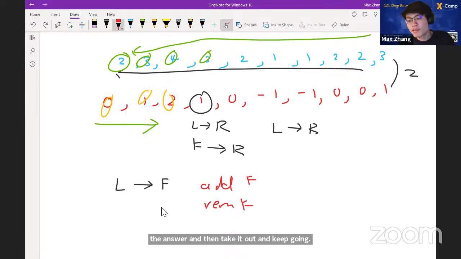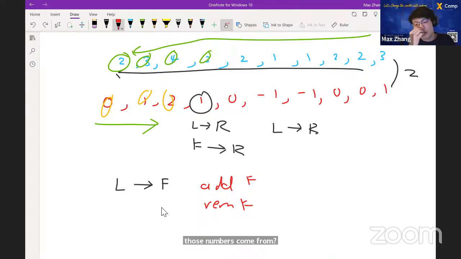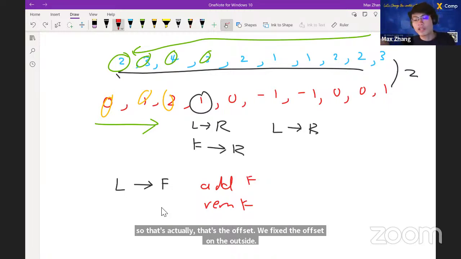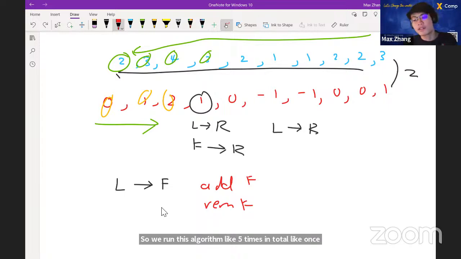Am I sweeping on -2, 2, 1, -1? Where did those numbers come from? Oh, that's the offset. We fixed the offset on the outside. So we run this algorithm 5 times in total, once for each possible amount of offset: 0, 1, -1, 2, and -2.